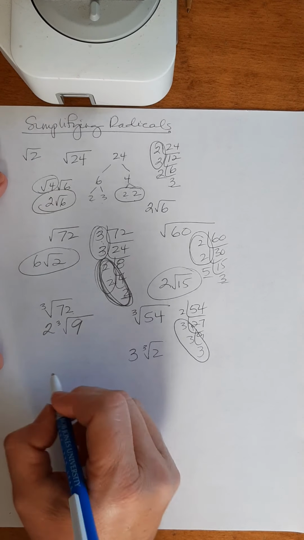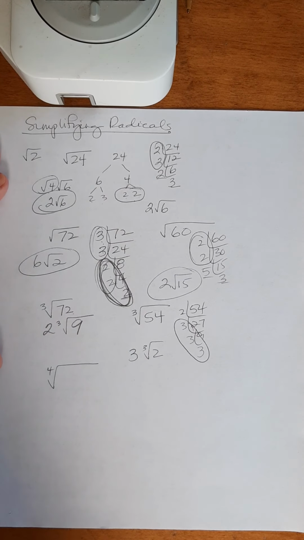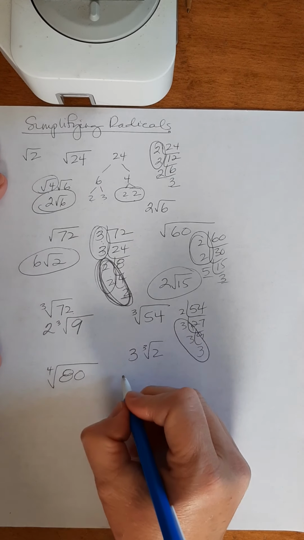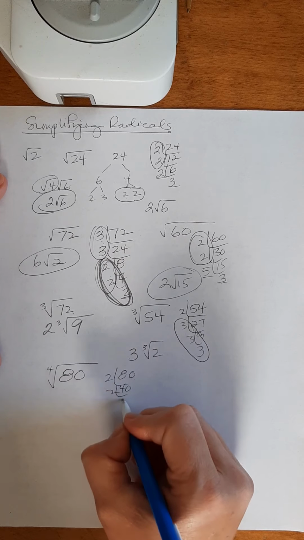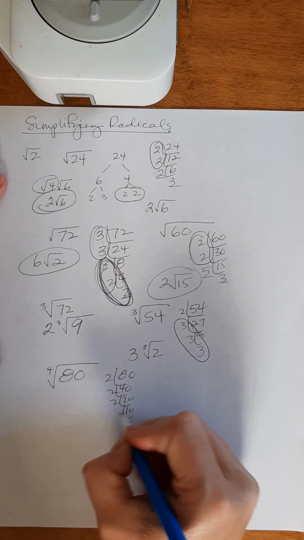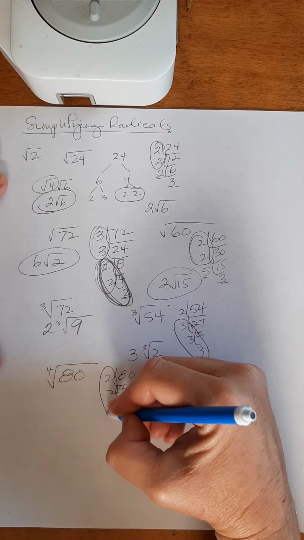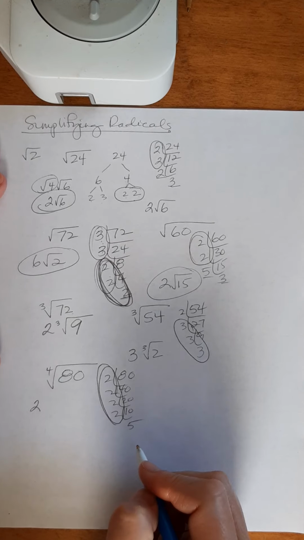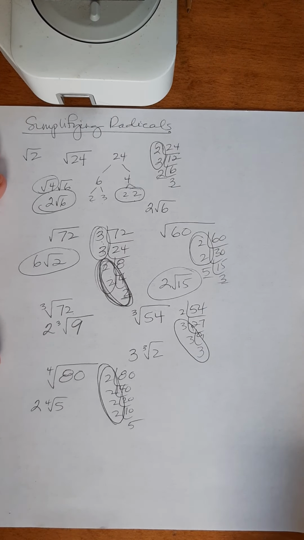Let's even say you had the 4th root of, let's say, 80. Well, 2 goes in there, 2, 2, 2, then a 5. So 4th root, 4 2s, 5 left over.